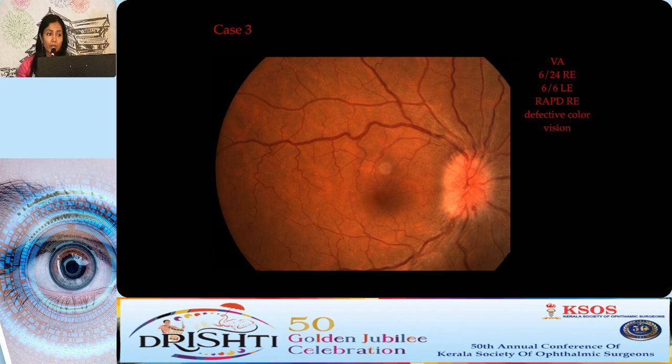Now let's look at the next case. Young girl with decreased vision in the right eye, pain on eye movements, visual acuity is 6/24 in the right eye and 6/6 in the left eye, with RAPD in the right eye and defective color vision. What is the diagnosis? It's optic neuritis.